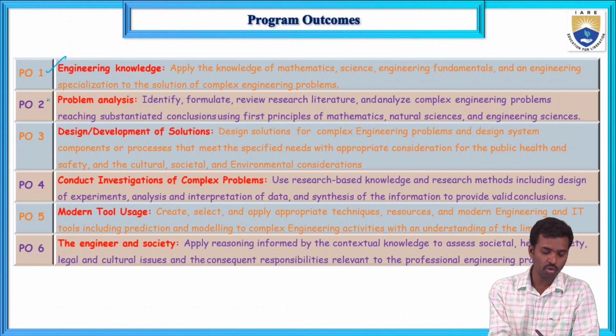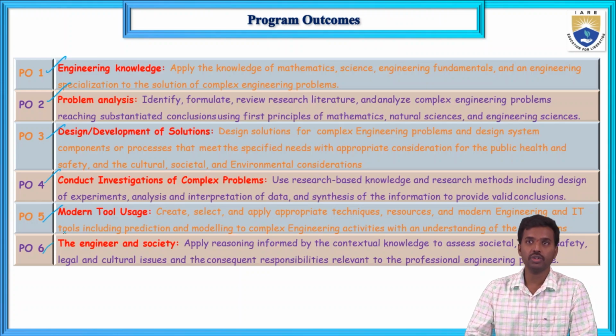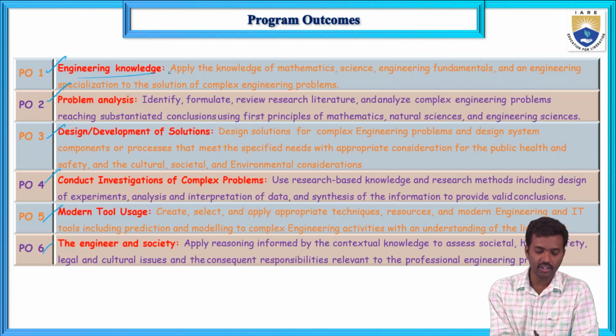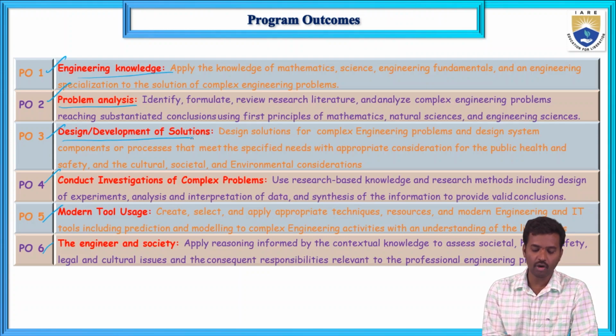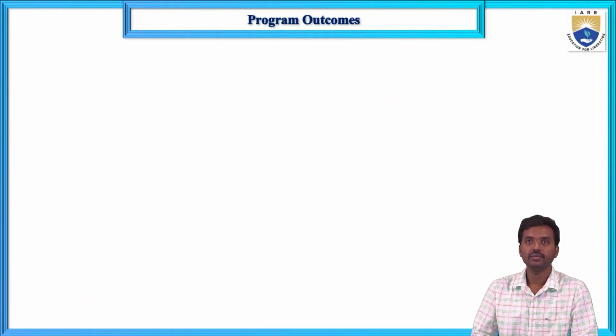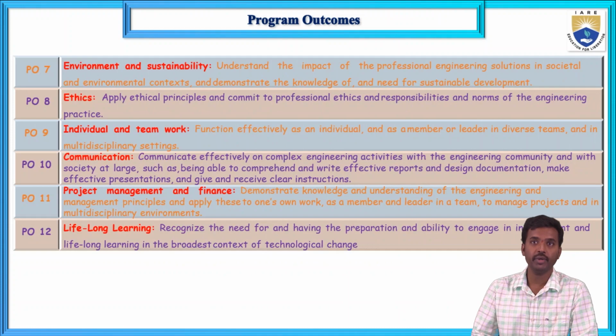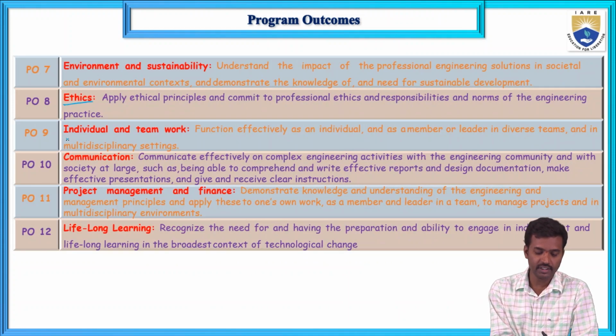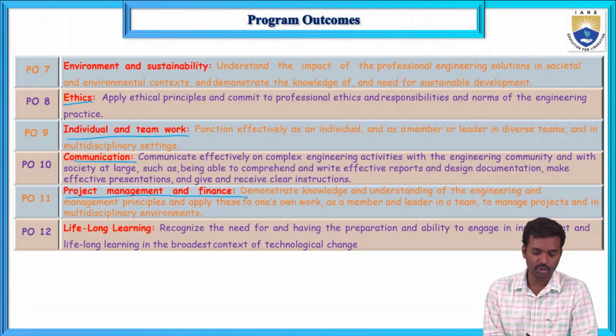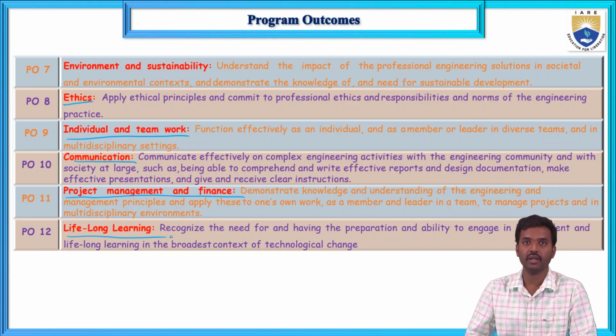These are the POs: PO1, PO2, PO3, PO4, PO5. Total 12 POs for this program. So: engineering knowledge, problem analysis, design and development of solutions, conduct investigations of complex problems, modern tool usage, the engineer and society. And next, PO7, environment and sustainability, ethics, individual and teamwork, communication, project management and finance, and lifelong learning. So these are the 12 POs.